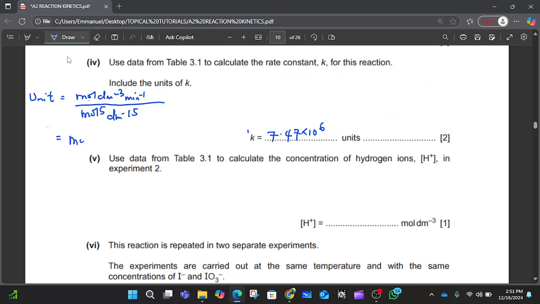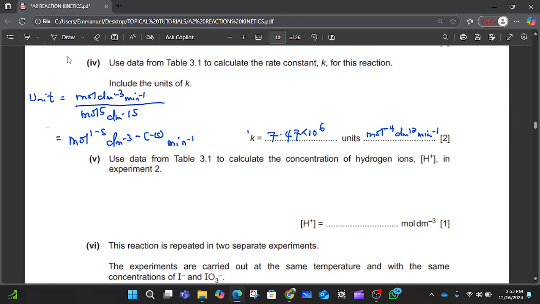This gives us mole exponent 1 minus 5 decimeter minus 3 minus negative 15 per minute. And so it means that our unit is mole exponent negative 4 decimeter exponent 12 per minute. Then use data from table 3.1 to calculate the concentration of hydrogen ions H plus concentration in experiment 2.